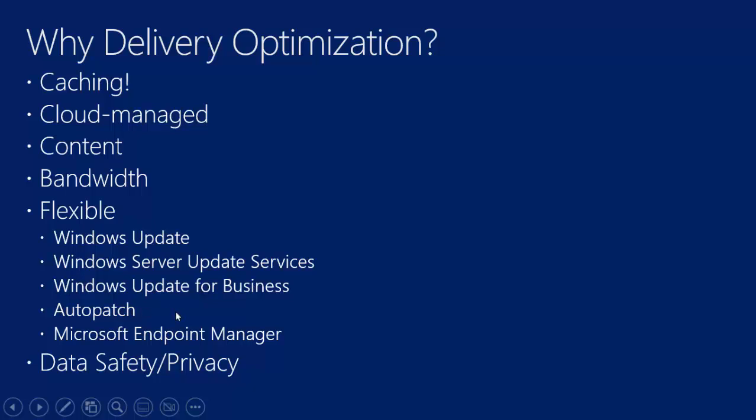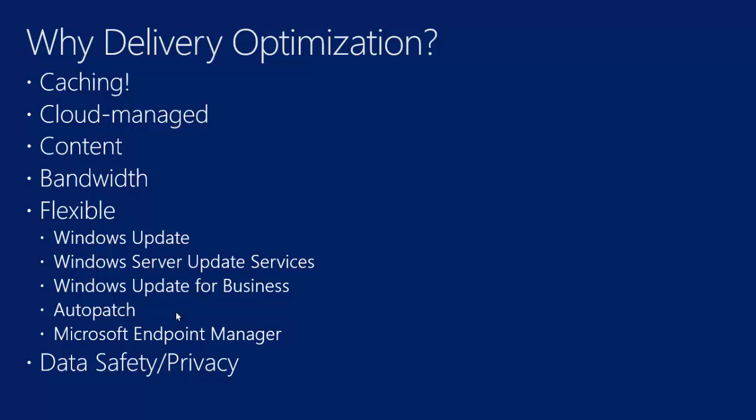Sorry, let me say that a different way. There's a number of ways that you can take advantage of delivery optimization, regardless of how the content might be delivered, right? So for Windows Update, if you get your patches through ConfigMgr, or through Windows Update for Business, or Intune, or if you get your software updates through Windows AutoPatch, or Endpoint Manager, or Update Rings, or whatever. It doesn't matter.